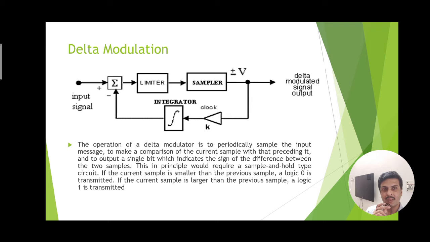So the feedback circuit is nothing but an accumulator or integrator that will accumulate all the step sizes, that means the positive errors or negative errors. So these accumulated errors will form the staircase waveform, and they are compared again with the input message signal so that the next error can be generated.